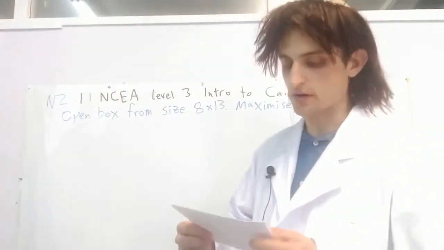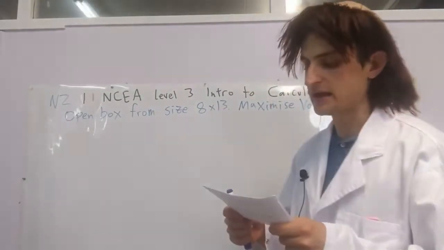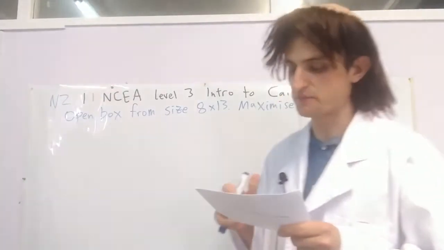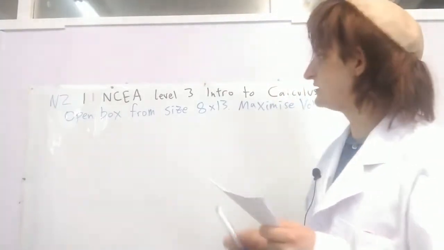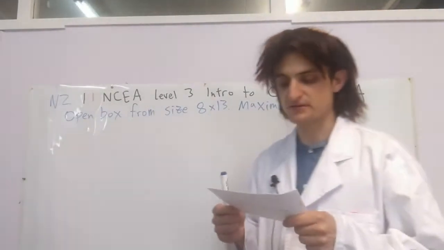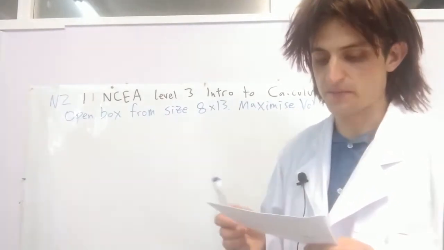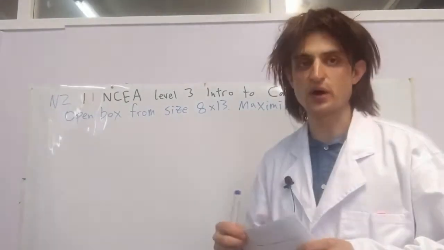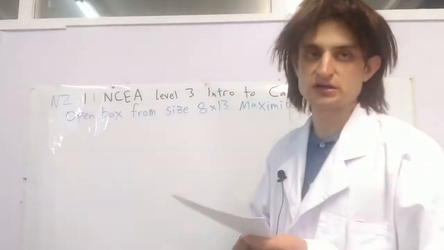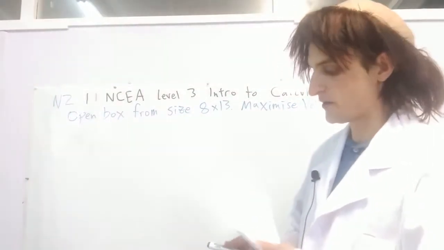Question number 4. An open box is made from cutting squares from the corners of a rectangular piece of metal, 8 centimeters by 13 centimeters, and bending up the sides. Find the maximum volume of the box and the size of the squares to be removed. This question will require us to think outside of the box.